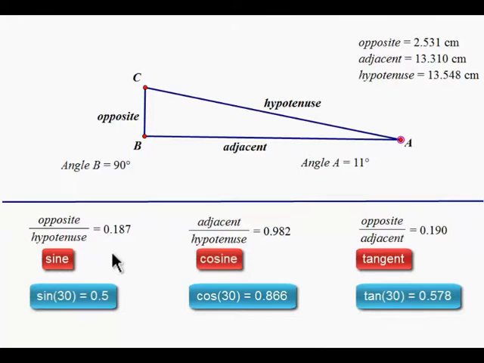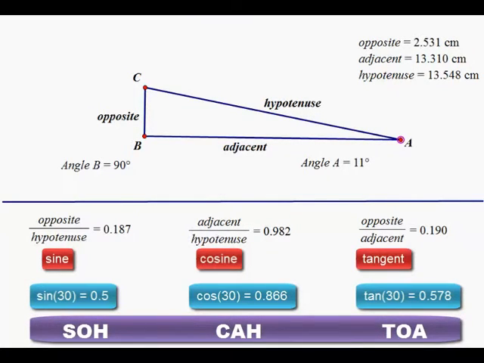One way of remembering these ratios is SOHCAHTOA. So this helps you remember that sine is opposite over hypotenuse, cosine is adjacent over hypotenuse, and tangent is the opposite over the adjacent.